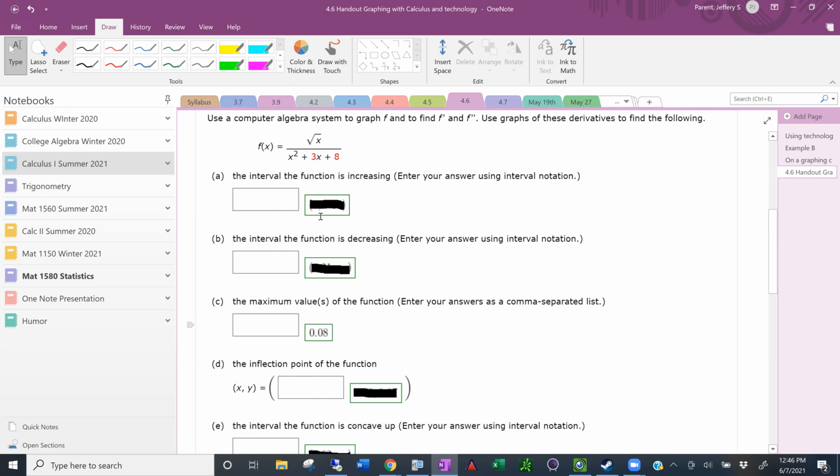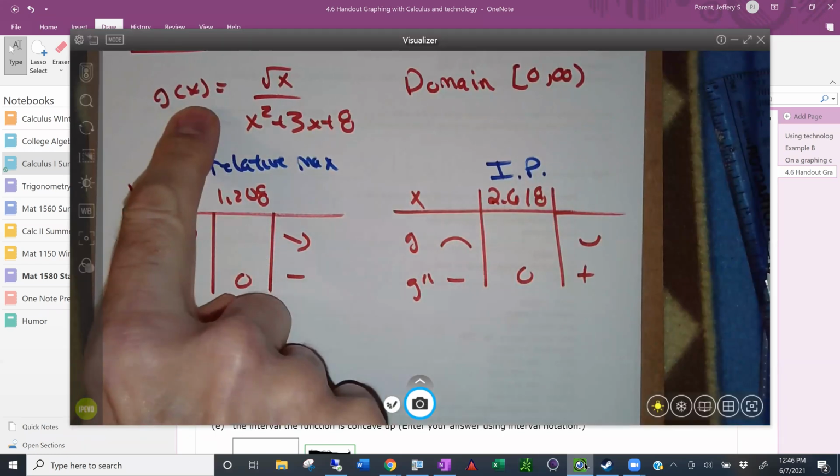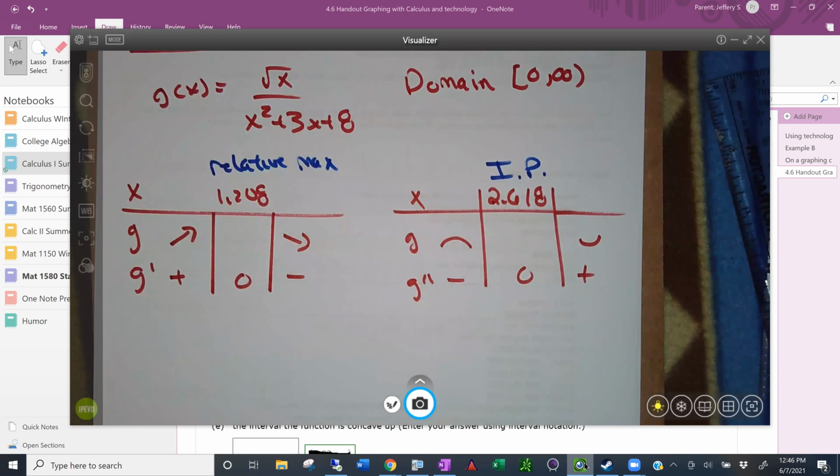Now, as far as the maximum is concerned on this, all you have to do is take your value for x, which was 1.208, plug it in there, and then you're going to get your maximum, which is going to be close to 0.08 someplace. So it's nice. Once you've got these graphs down and understand what they're telling you, you can get all the information you need.